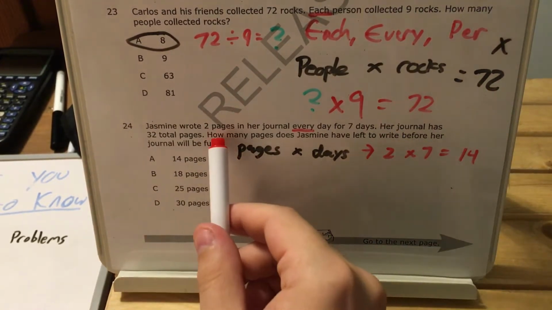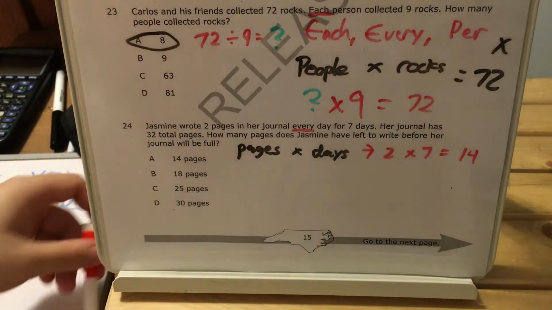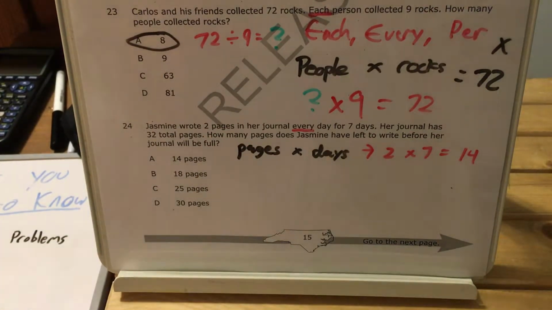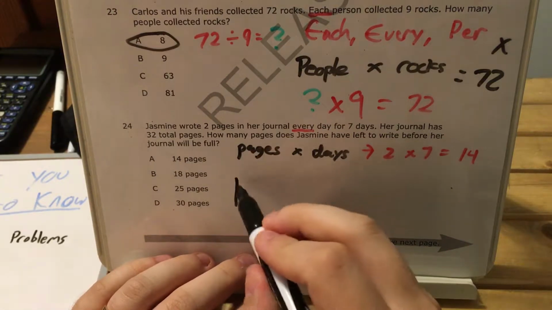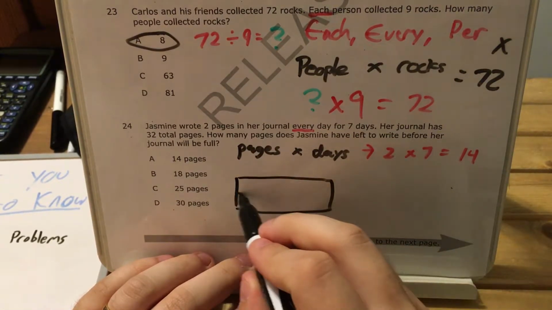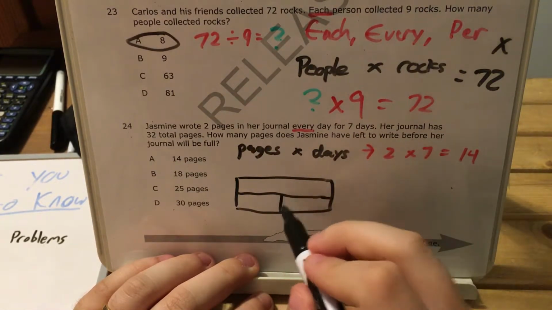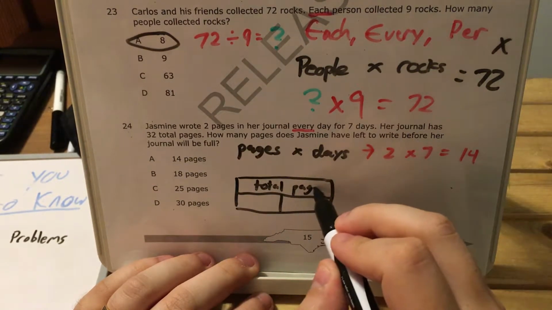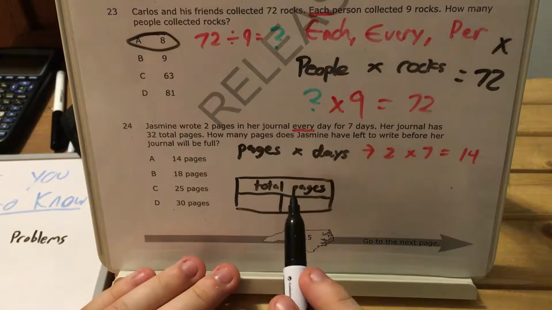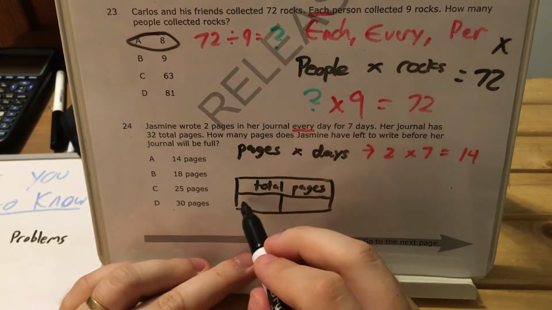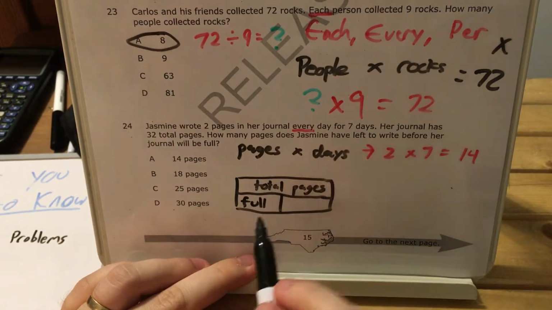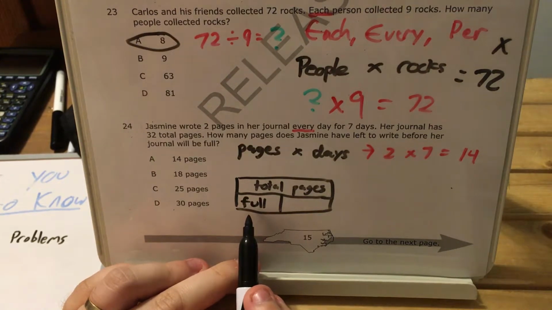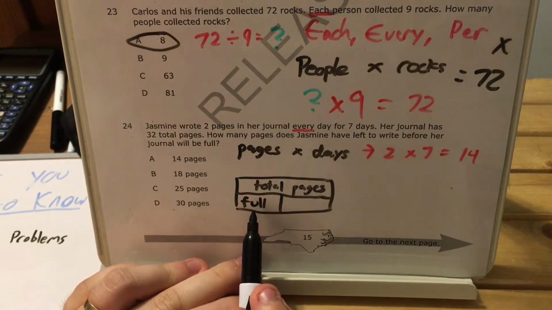And now we're going to have to break out that Common Core idea of addition and subtraction, where we think about this as parts and a whole. So my total pages in the journal is going to be my whole. The full pages, the pages that Jasmine has already written in, are going to be one part.